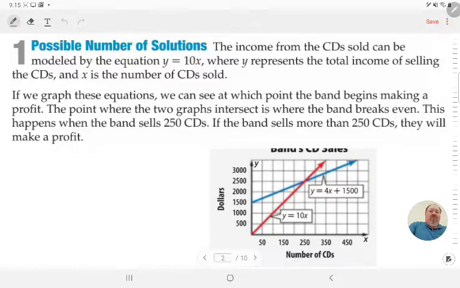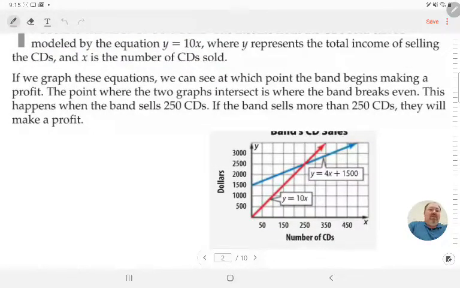If we graph these equations, we can see at which point the band begins making a profit. The point where the two graphs intersect is where the band breaks even. This happens when the band sells 250 CDs. If the band sells more than 250 CDs, they will make a profit. So again, right here where they cross, that's the break-even point. So after that, all of this part would be profit. So they know they have to sell 250 CDs before they start making a profit.